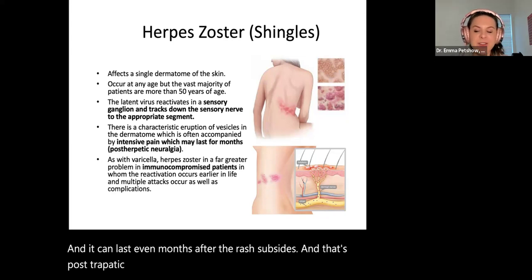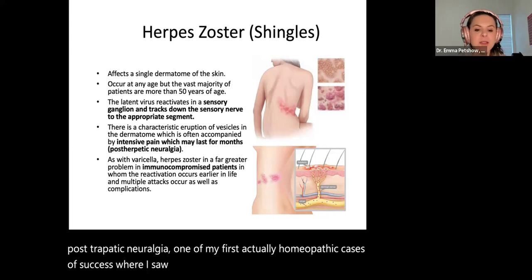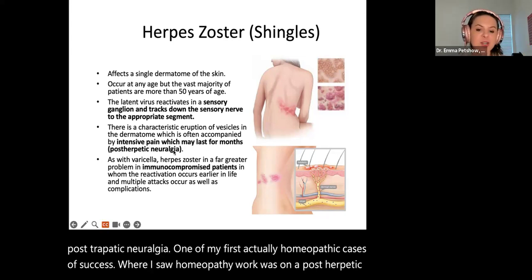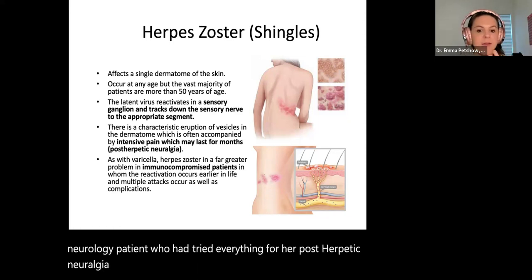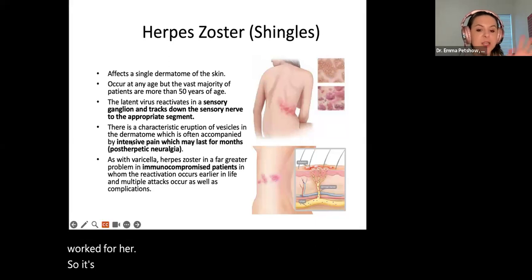One of my first homeopathic cases of success, where I saw homeopathy work, was on a post-herpetic neuralgia patient who had tried everything for her post-herpetic neuralgia, and homeopathic hypericum, of all things, was what worked for her. So it was surprising. It was a 2-year post herpes zoster shingles.